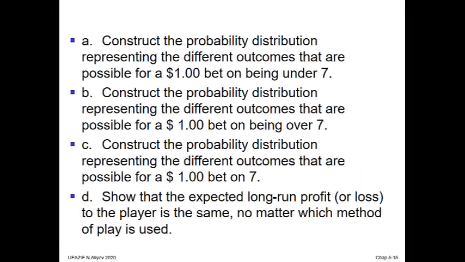We must construct a probability distribution for all three game forms: for the first bet, for the second bet, for the third bet. And the last question is to show that the expected long run profit or loss to the player is the same no matter which method of play is used. It means that in the long run, we should get the same result for all three distributions. Okay, let's start solving.